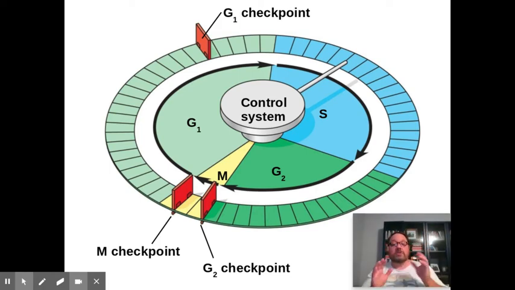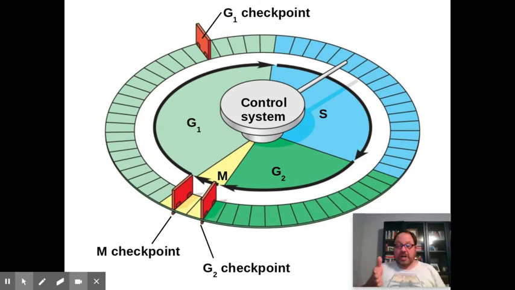The first and most important is the G1 checkpoint. The G1 checkpoint is a checkpoint that, if passed, tells the cell, okay, this thing is going to divide. So the G1 checkpoint is the big trigger here, because if a cell goes past the G1 checkpoint, eventually it's going to divide. If a cell doesn't move past the G1 checkpoint, we'll talk about that later.